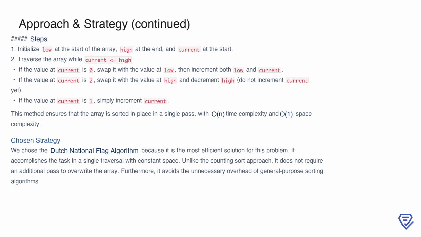Finally, if the value at current is 1, we simply increment current without making any swaps. This ensures all elements are placed in the correct order in a single pass. The result is an in-place sorting of the array with O(n) time complexity and O(1) space complexity. This streamlined approach avoids the need for additional passes or temporary storage, making it the most efficient solution.